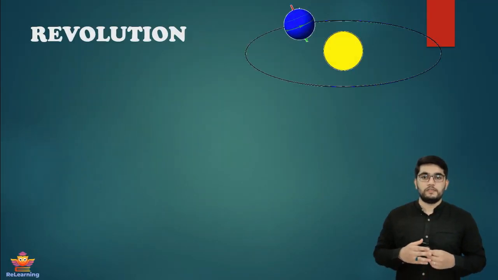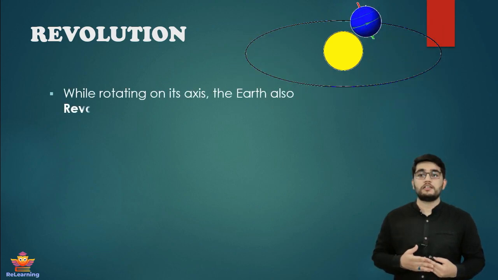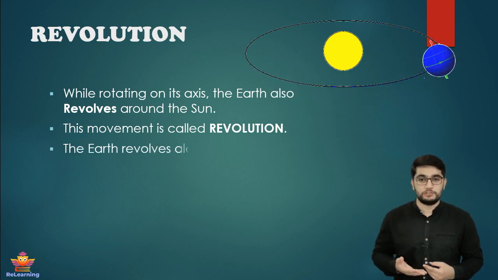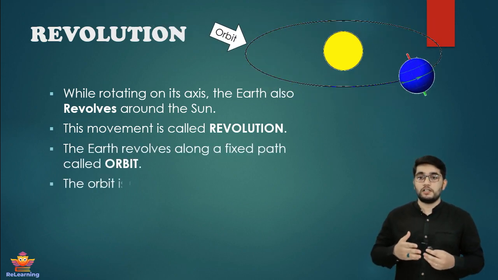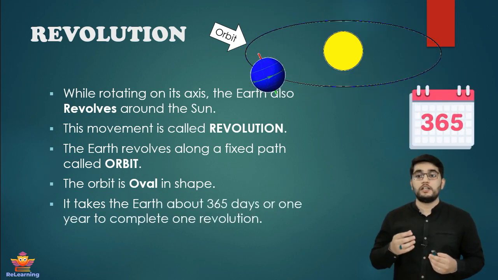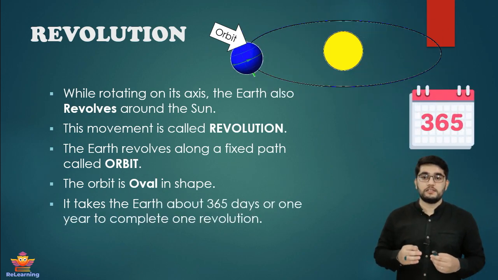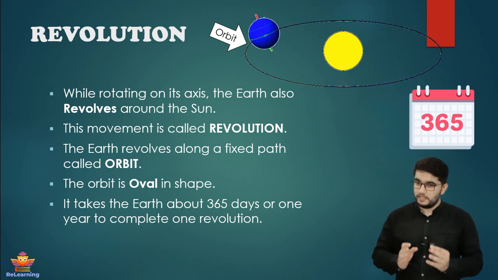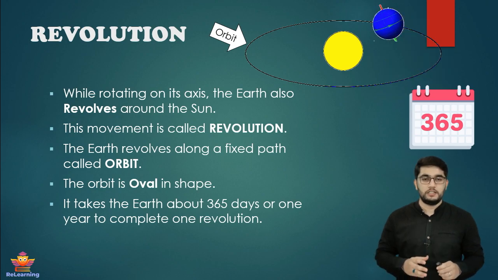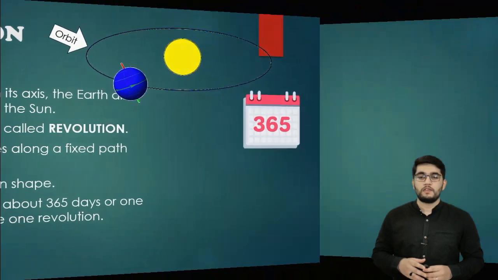Revolution. While rotating on its axis, the Earth also revolves around the sun. This movement is called revolution. The Earth revolves along a fixed path called an orbit. The orbit is oval in shape. It takes the Earth about 365 days or 1 year to complete one revolution. Okay, let's see the next one.